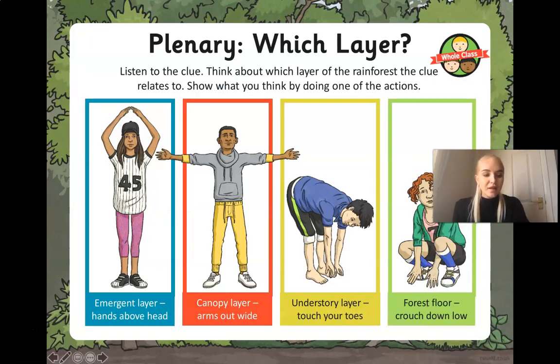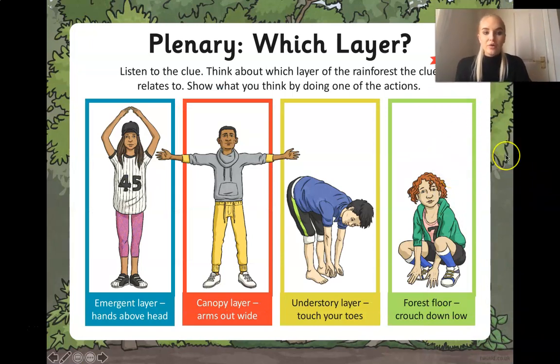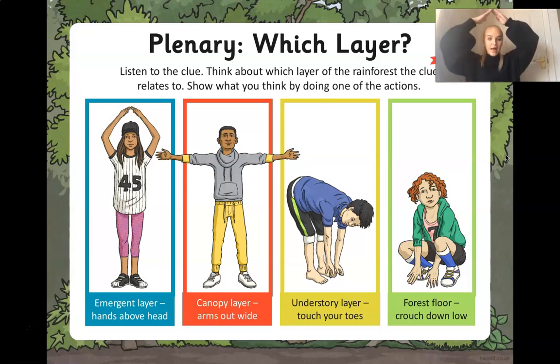Now, I have got a plenary for you today. What I want you to do is listen to the clue that I am going to tell you. Then I want you to think about which layer of the rainforest the clue is describing. If it's describing the emergent layer, I want you to put your hand above your head like you're representing the top of the rainforest. If you think it represents the canopy, I want you to put your arms out wide because that represents the second layer. If you think I'm talking about the understory layer, I want you to touch your toes like this person is doing. And finally, if you think I'm talking about the forest floor, I want you to crouch down low so you're representing that I'm talking about the lowest part, okay?